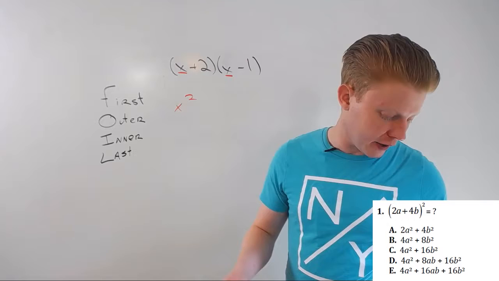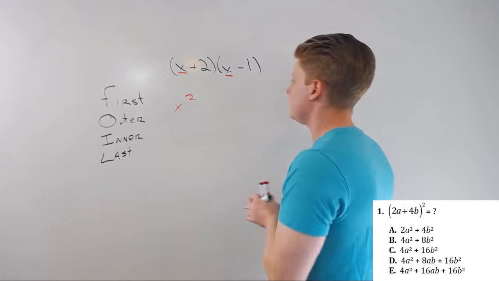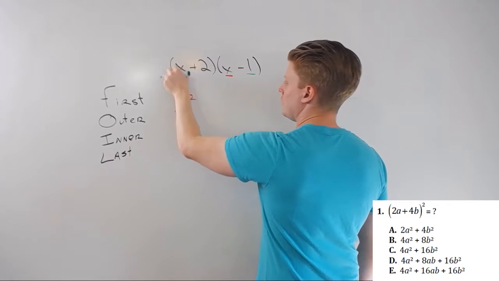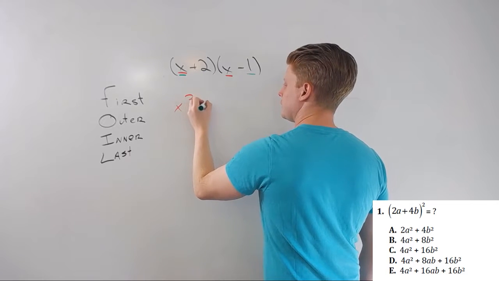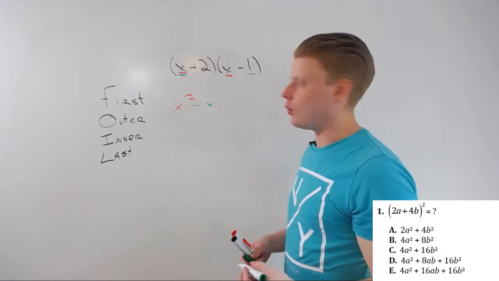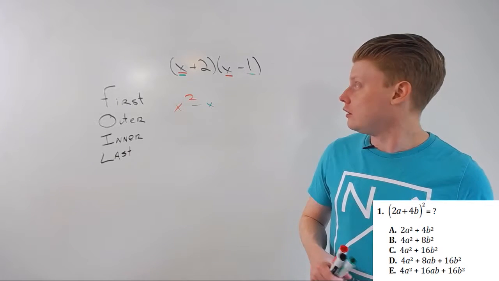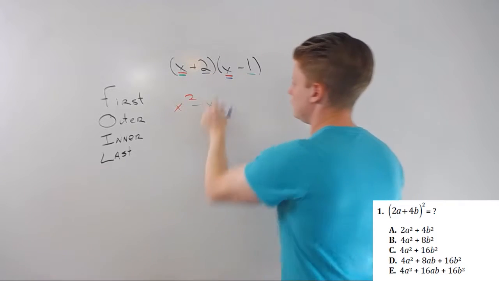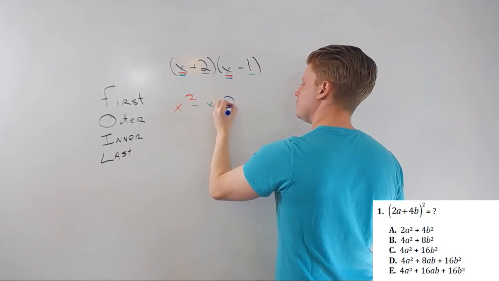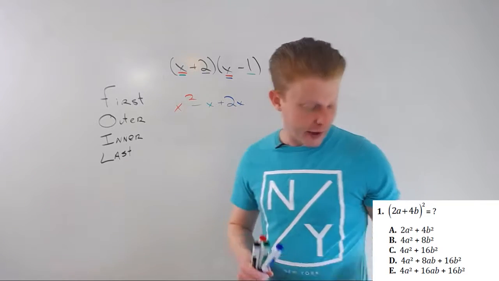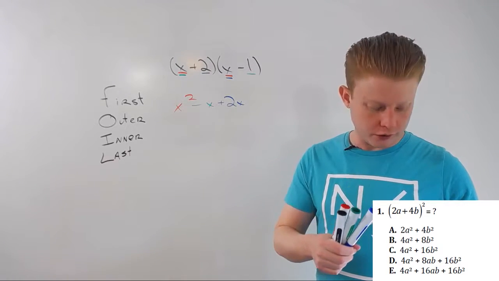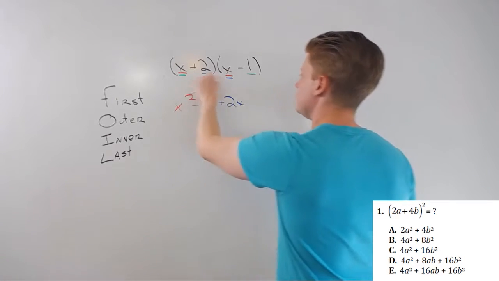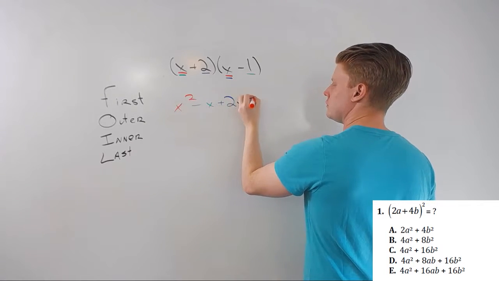Outer, those are the outside terms. Pick a different color. So again, we're going to use this x and this 1. So x times negative 1 is negative x. Or you could say negative 1x if you want. Inner, those are the inside terms. So we got this 2 going on and this x. 2 times x is positive 2x. And finally, last, got a fistful of markers. Let's do an orange. Last is 2 times negative 1, which is negative 2.